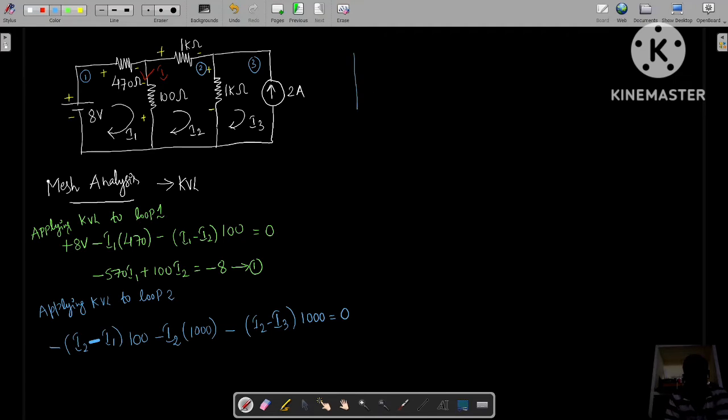Now let me simplify this second equation. Minus I2 into 100, minus I2 into 1000, and minus I2 into 1000: 1000 plus 1000 is 2000, and 100 makes 2100, with a negative sign. For I1, it is minus into minus, plus 100 I1. So what you get here is 100 I1 minus 2100 I2. Next, minus into minus plus 1000 into I3, plus 1000 into I3, is equal to 0. This is the second equation.